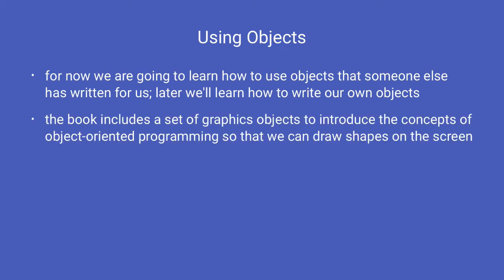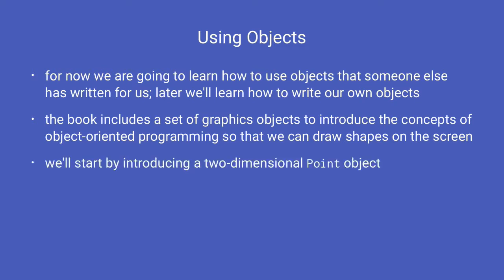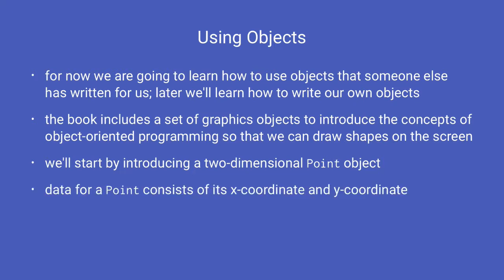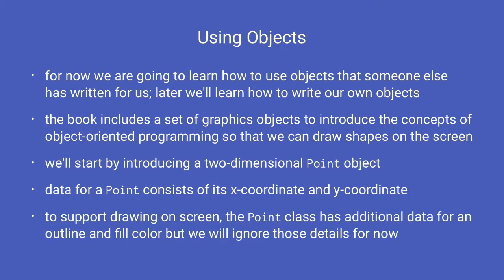The book includes a set of graphics objects to introduce the concepts of object-oriented programming so we can draw shapes on the screen. We'll start by introducing a 2-dimensional point object. The data for a point consists of its x-coordinate and y-coordinate. To support drawing on the screen, the point class has additional data for an outline and fill color, but we will ignore those details for now.